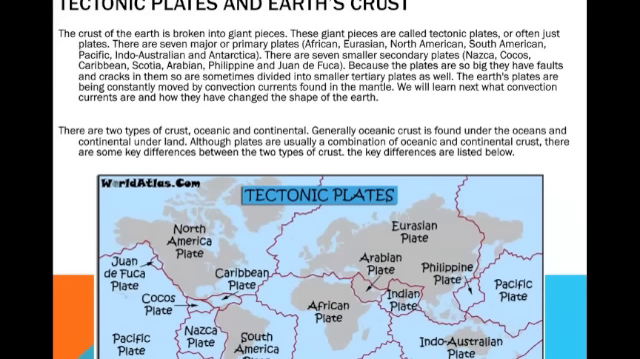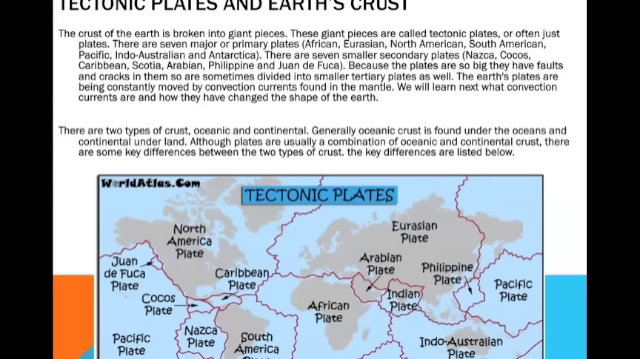Sorry. Tectonic plates and Earth's crust. The crust of the Earth is broken into giant pieces. These giant pieces are called tectonic plates, or often just plates. There are 7 major or primary plates: the African, Eurasian, North American, South American, Pacific, Indo-Australian, and Antarctica plates.